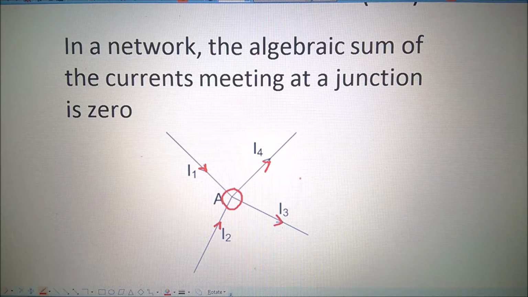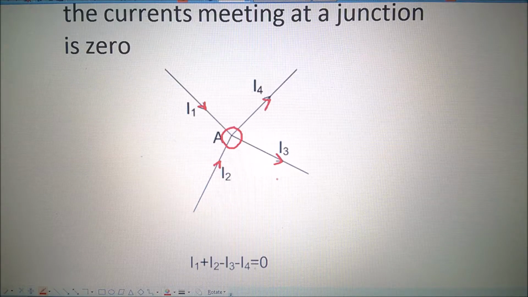Now if we consider the incoming current to junction A to be positive, and the outgoing currents to be negative, then according to the law, I1 is incoming, therefore we take it as positive. I2 is also incoming, so positive. I3 is outgoing, and I4 is also outgoing, and the algebraic sum of them is 0. That is the meaning of this law.